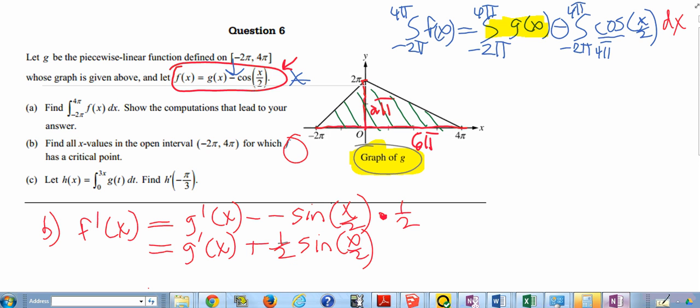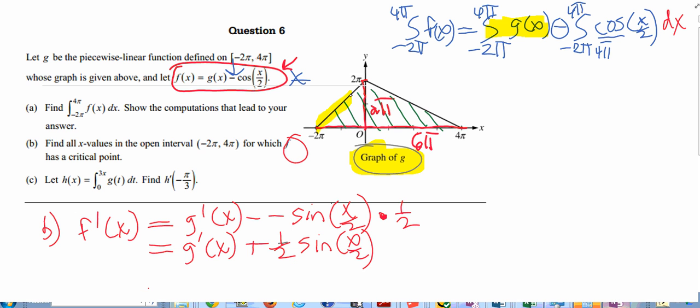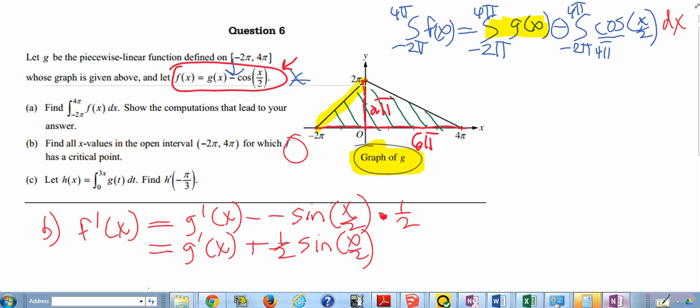So let's go back to the graph. We see here that the derivative of this graph is just the slope of that line. Well, on this interval, it is positive, goes up 2 pi and over 2 pi, so it's just a slope of 1. And that's on the interval from negative 2 pi up to 0.